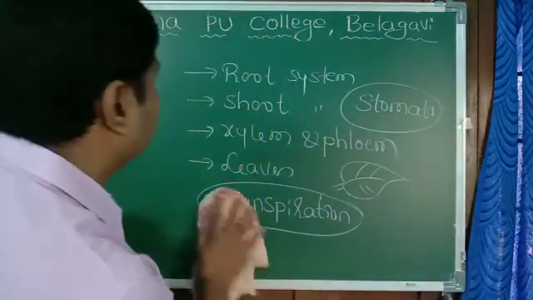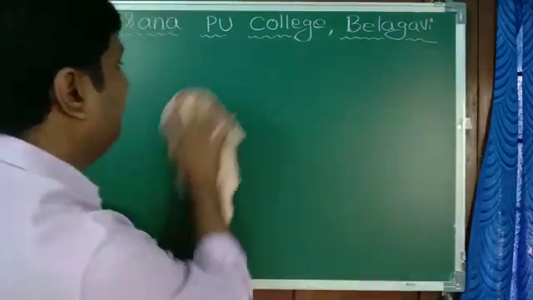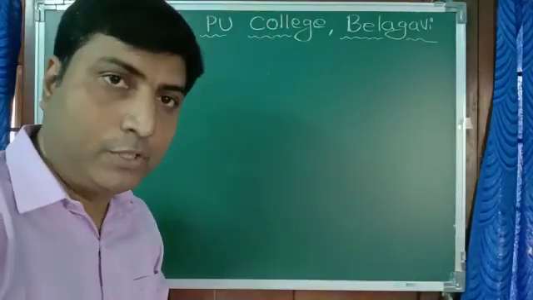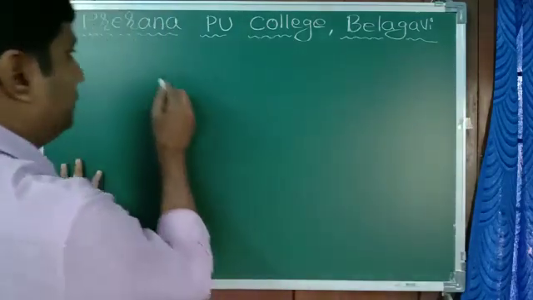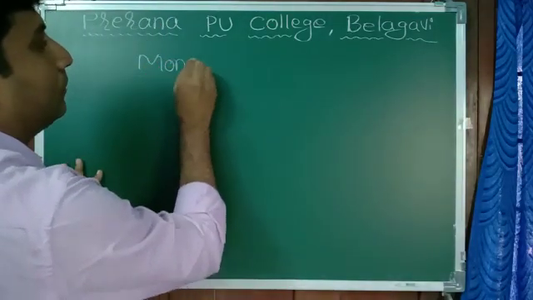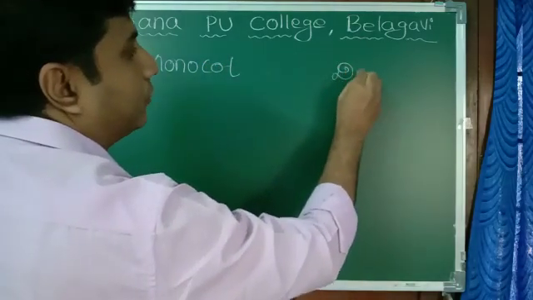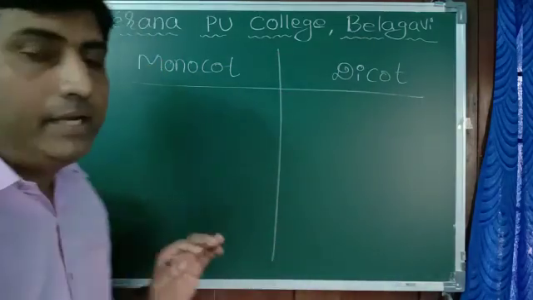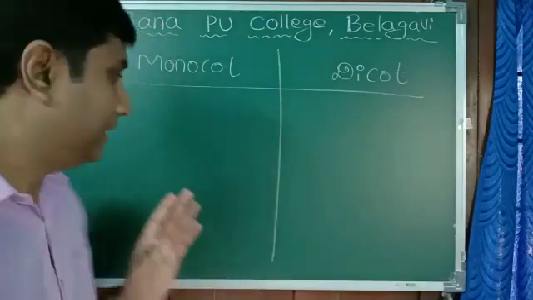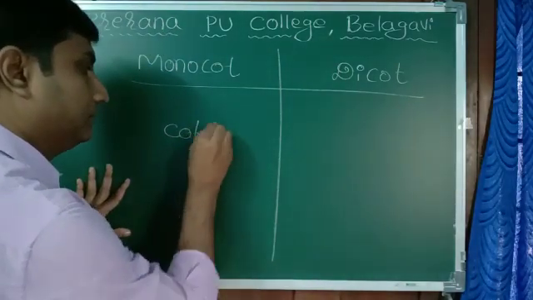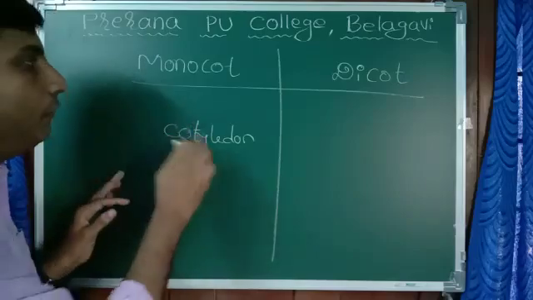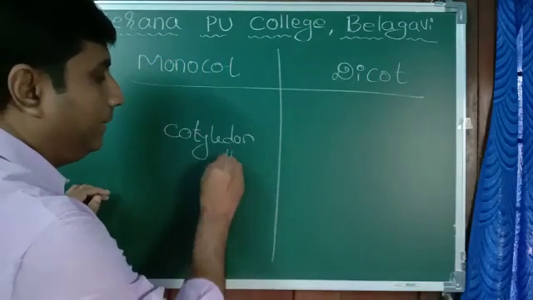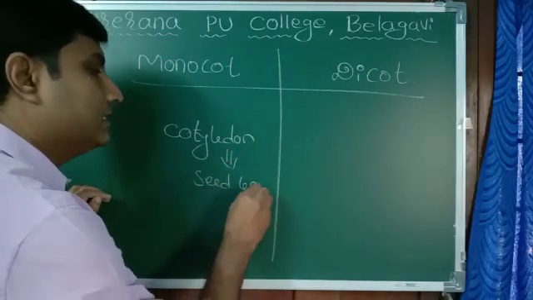Now, this angiosperm is broadly divided into two types. You know the two types of angiosperm: monocot and dicot. Actually, it is monocotyledon and dicotyledon. The word is cotyledon, and in short form, we call it cot. What do you mean by cotyledon? Cotyledon means seed leaf.